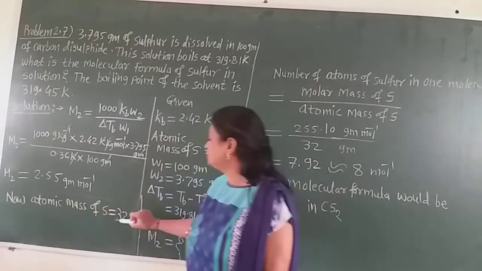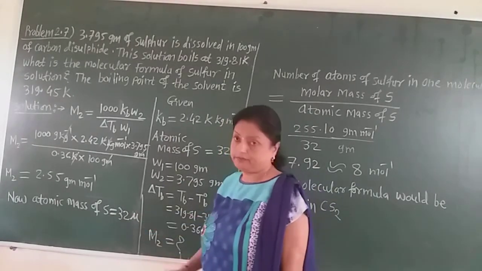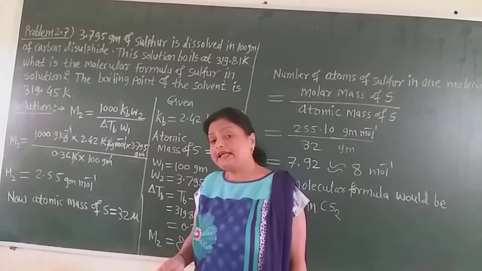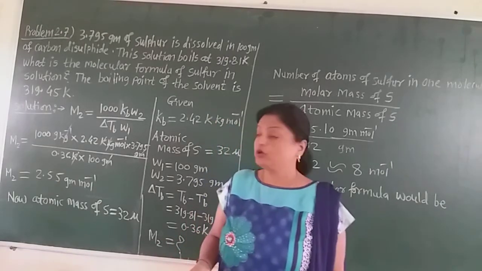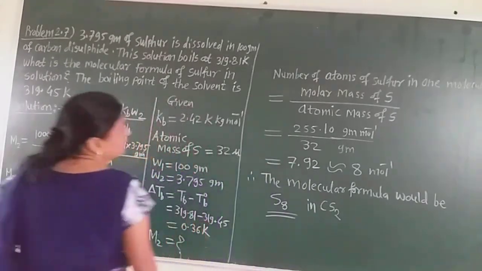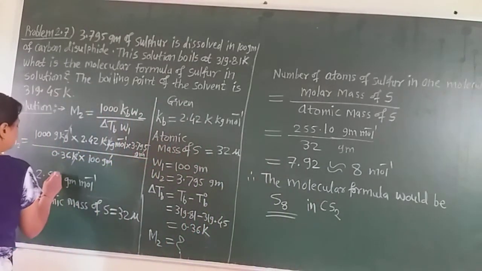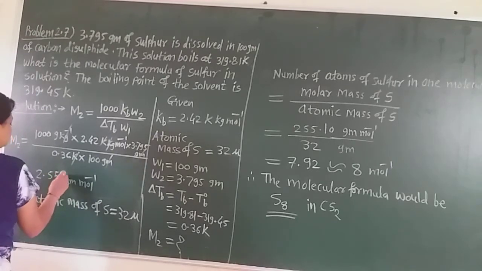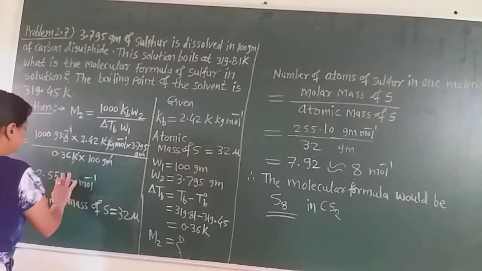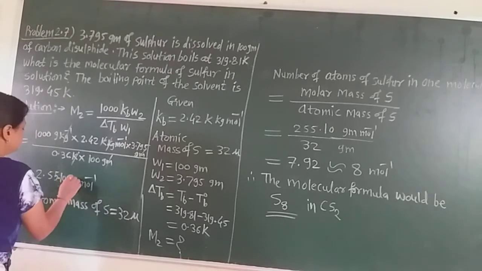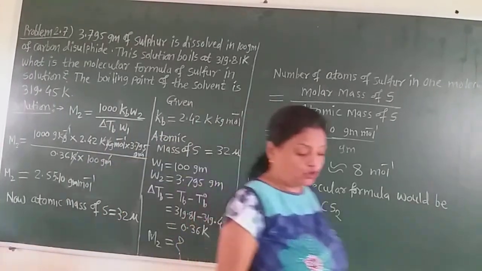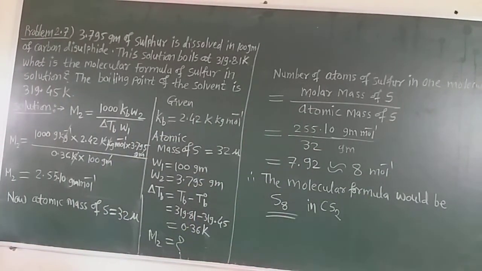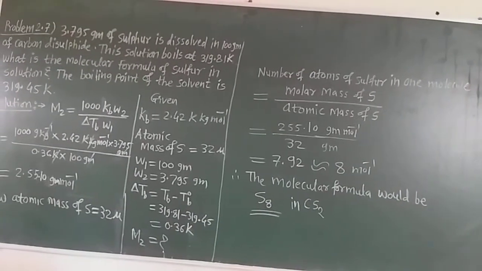Now the atomic mass of the sulfur is given, that is 32. So we can calculate the number of atoms present in one molecule of the sulfur. Now this is the value, 255.10 gram per mole, the molecular weight of the solute. Then how can we calculate the molecular formula?